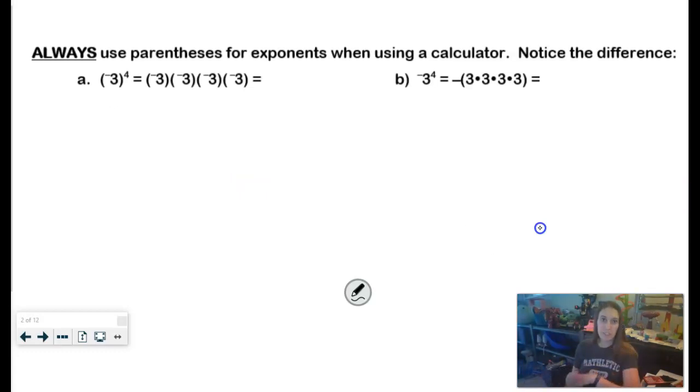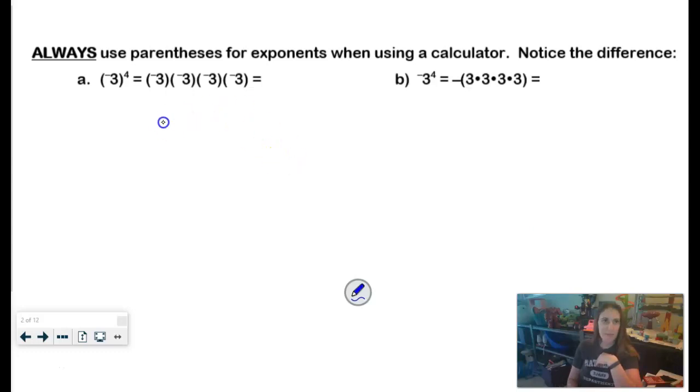This is a really important idea: when to use parentheses and when not to use parentheses. So if you use parentheses around the -3 and you raise that to the 4th power, you're taking a negative times a negative times a negative times a negative. And remember in math, if you have an even number of negatives multiplied together, that becomes a positive value.